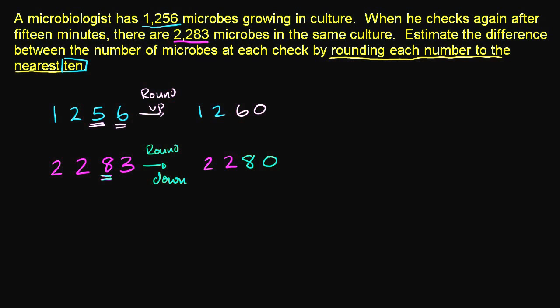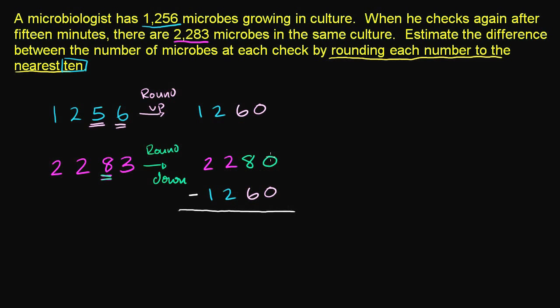So let's do that. So if we subtract this 1,260, let me just copy and paste it. So we want to subtract this. Copy it and paste it. We want to subtract that from the 2,280 to figure out the difference. So we're going to subtract here. Let me put the subtraction sign. And let's do some subtraction.